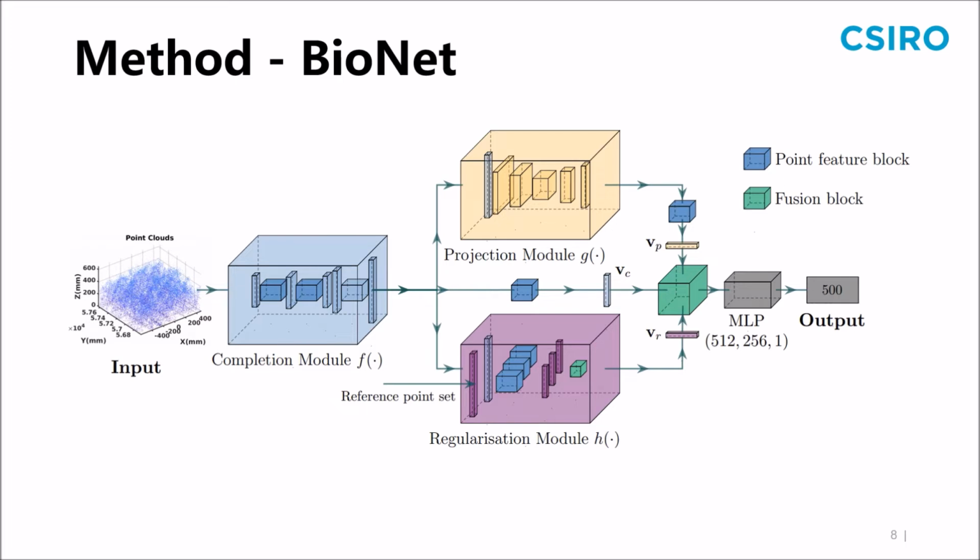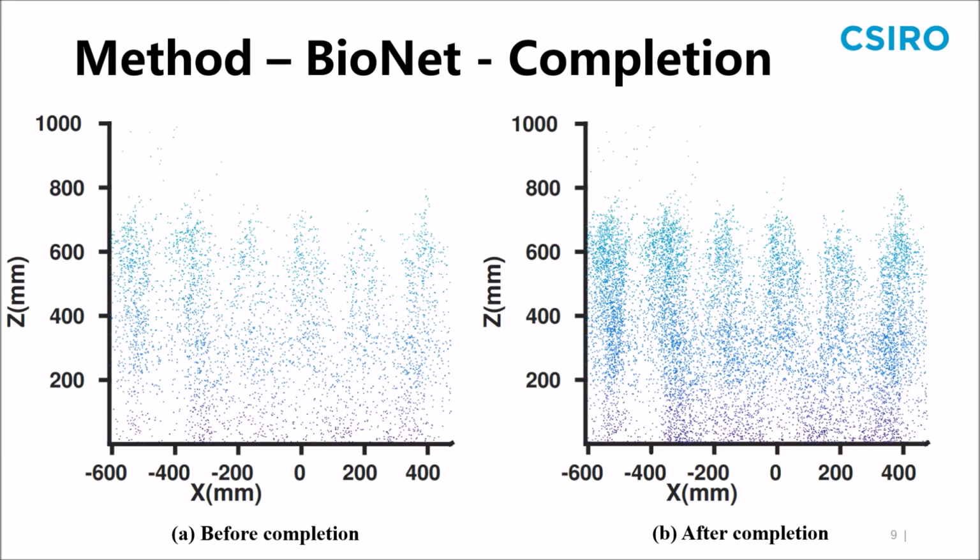The completion module predicts the missing points due to canopy occlusion caused by neighboring plants. The regularization module is to regularize the neural representation of the whole plot with a reference wheat plant. The projection module first projects the whole plot as a bird's eye view, and then extracts salient structural features. Finally, output features from the 3 modules are fused to predict the above-ground biomass. Next, we describe each key component of BioNet.